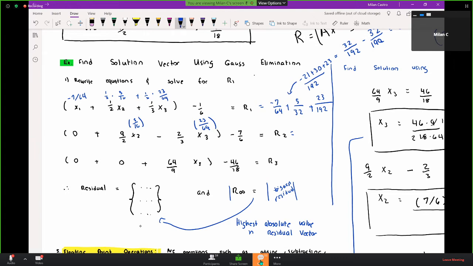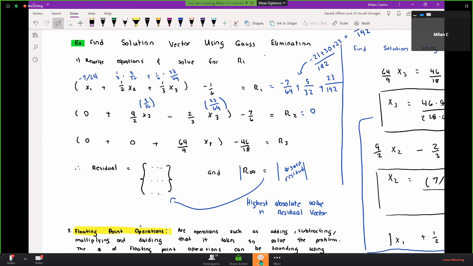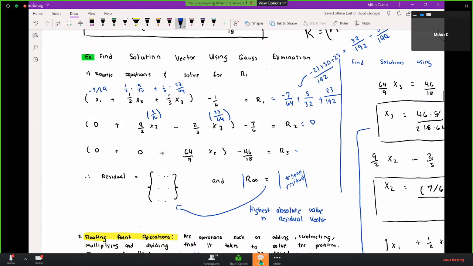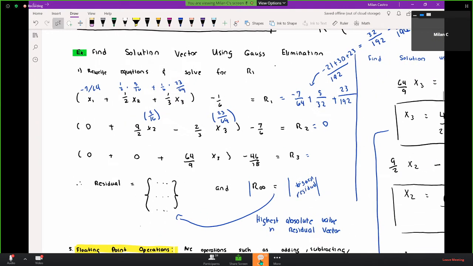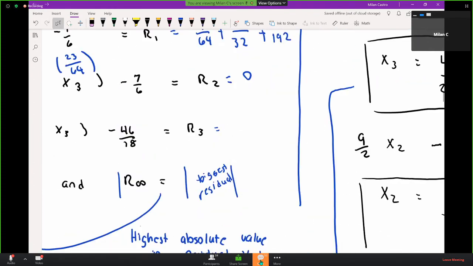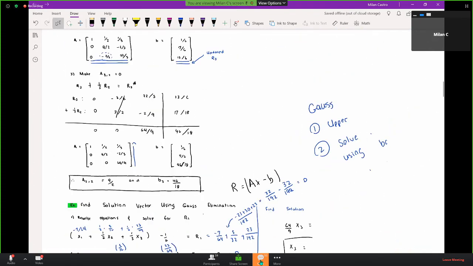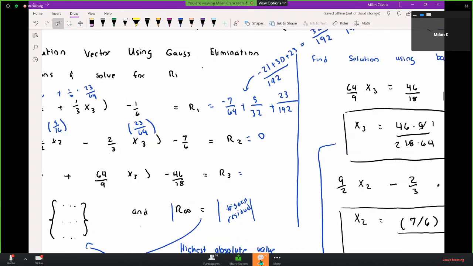LOL, I got 0 again. Oh my gosh. Yeah, this is what happens when you use a lot of fractions. On your exam though, I will say that if you don't use fractions, if you would just want to use decimal places, I think either way you're going to get the right answer because it's going to ask you for the highest value of the residual norm.